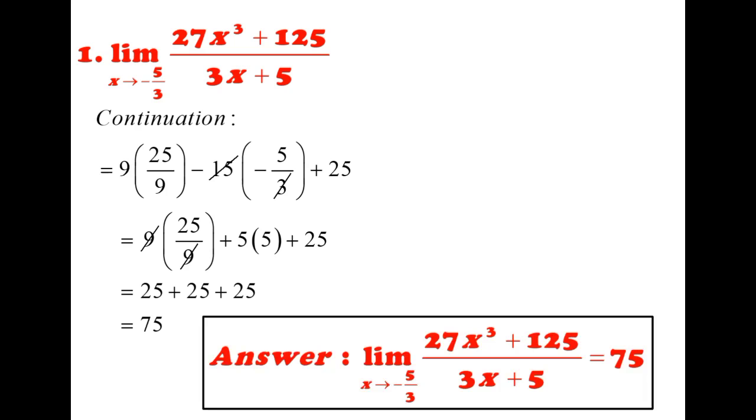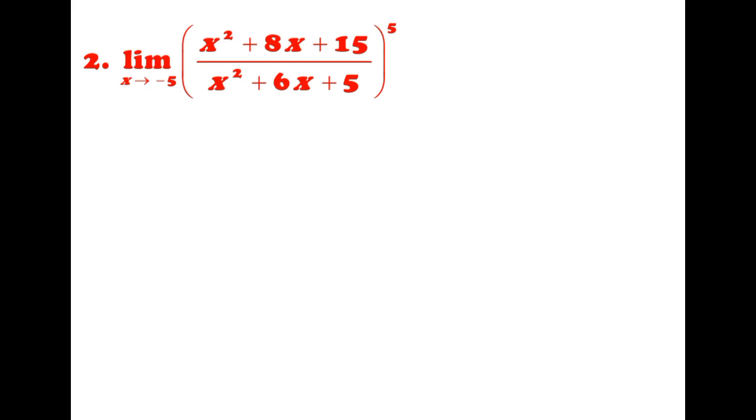So we could now conclude that the limit of 27x cubed plus 125 all over 3x plus 5, as x approaches negative 5 thirds, is equal to 75. That would be the answer to our given problem for number 1. So let's proceed to number 2. Let's recall our given problem for number 2.